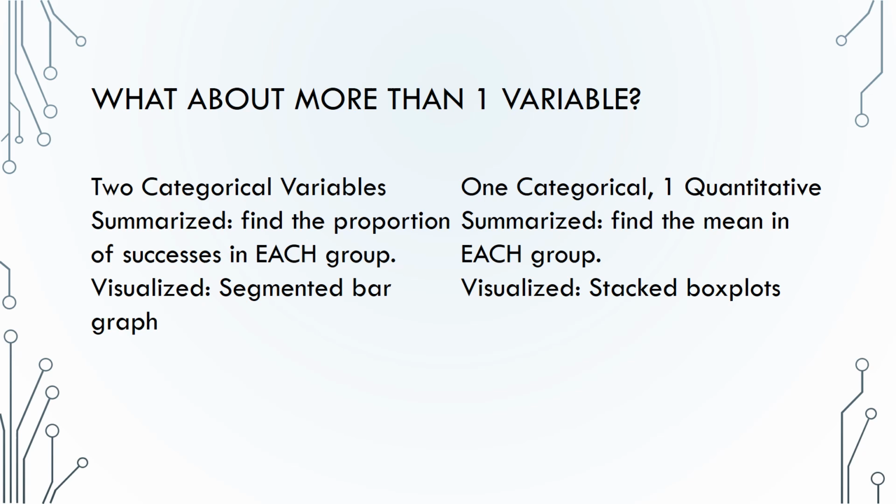We would visualize this type of data using a segmented bar graph, seen on page 263, where we would have a bar for each group, and the segments would correspond to the proportion of successes or the proportion of failures within each group.